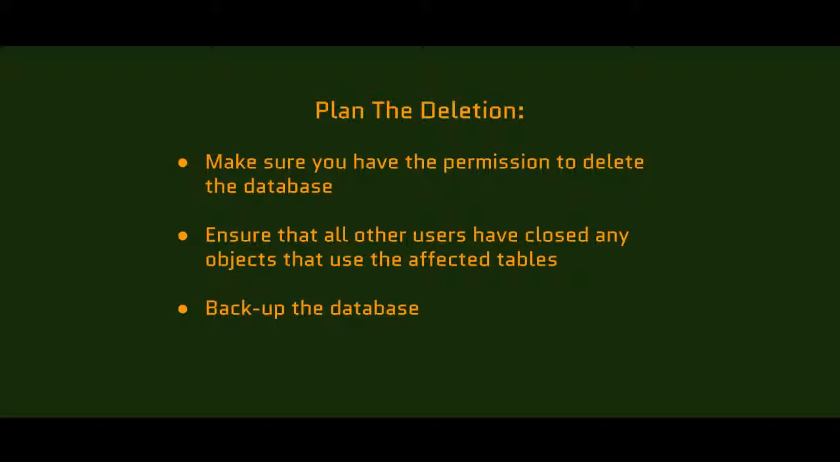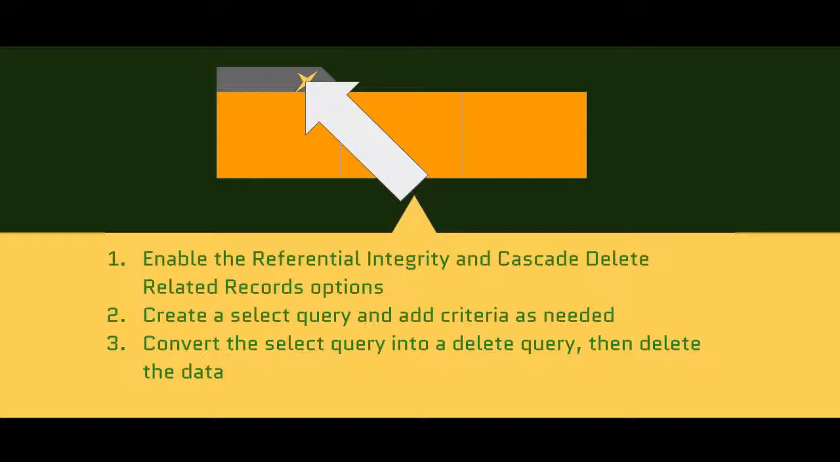Plan the deletion. Make sure that you have the necessary permissions to delete the data. Ensure that all other users have closed any objects that use the affected tables, and then back up the database. Change the relationship between the tables involved in that deletion. Specifically, you enable the referential integrity and cascade delete related records options. This allows your deletion to cascade through all affected tables and remove all related data.